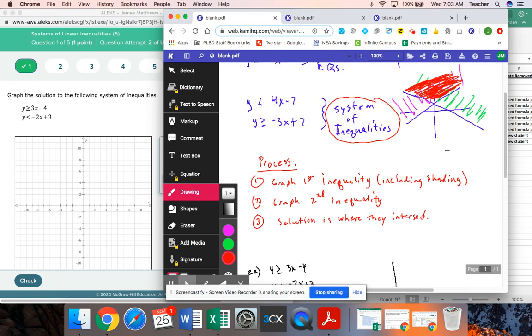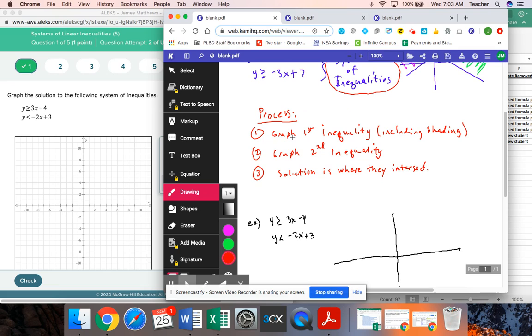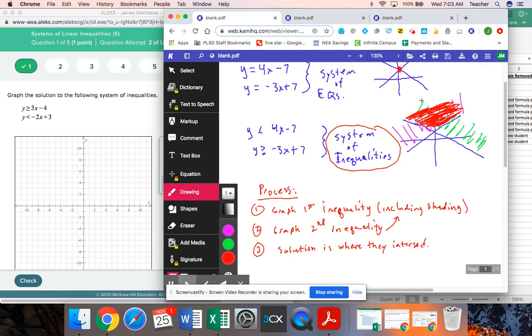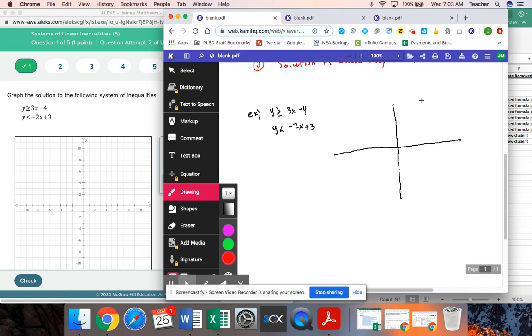All right. So in reality, the process is really just graphing the first inequality, including the shading, graphing the second inequality, again including the shading. Let me put that up there. And then the solution is where they intersect. All right. So let me go down here and do a quick example.